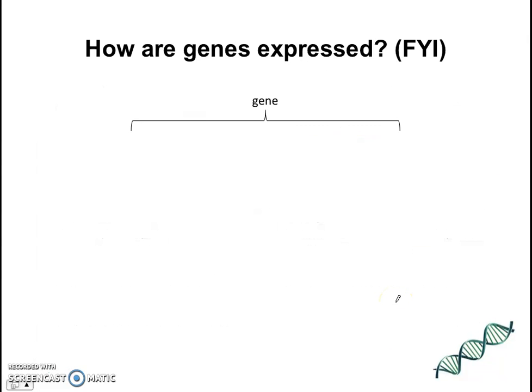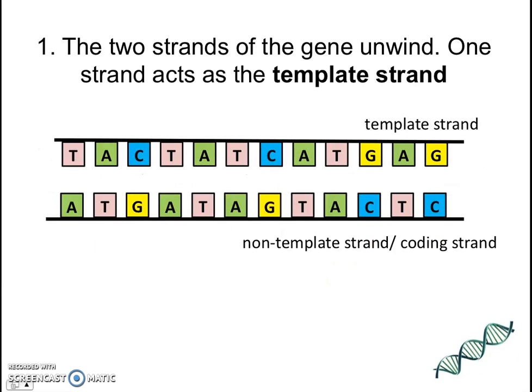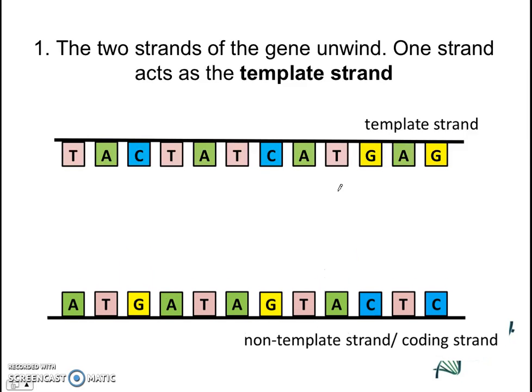Okay, so how are genes expressed? Let's take the example of this gene over here. It's a segment of DNA and I'm going to enlarge it for you. You can see the sequence of nucleotides here. It's made up of two strands of nucleotides and there's complementary base pairing between the two strands. In the first step, when a gene is expressed, the two strands of the gene will separate from one another. They will unwind. So here we go. The two strands of the gene unwind.